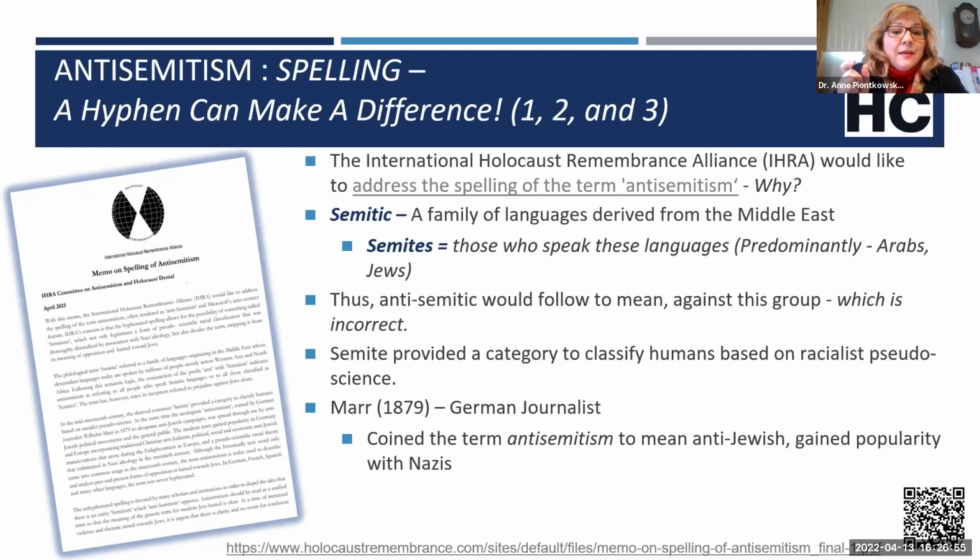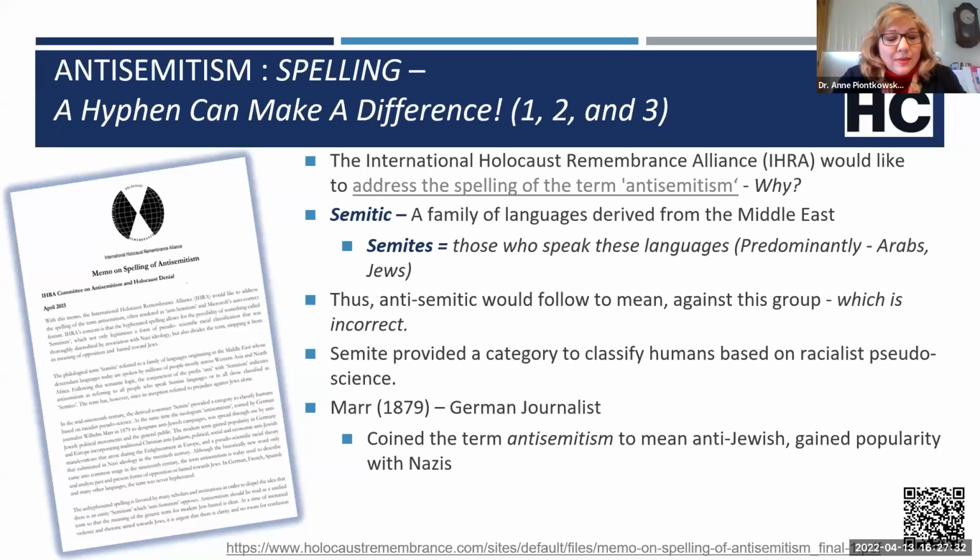The hyphen should not be used, and it should not be capitalized unless it's at the beginning of a sentence. The reason I say this is because autocorrect on your computers will often put the hyphen in. And so you have to manually go in and take it out, and often it will capitalize it because it's, again, going back to that piece of lumping an entire group of people together, Semites, which it's not. Antisemitism refers specifically to Jews.